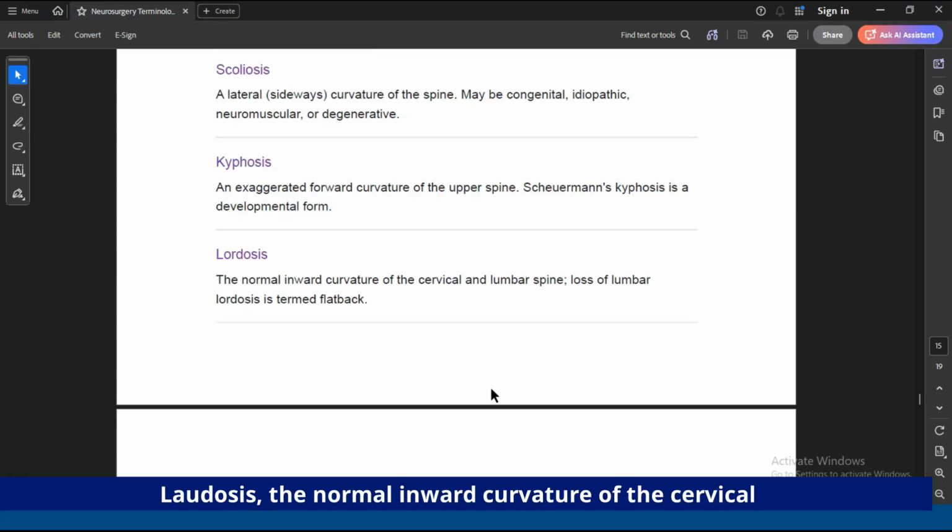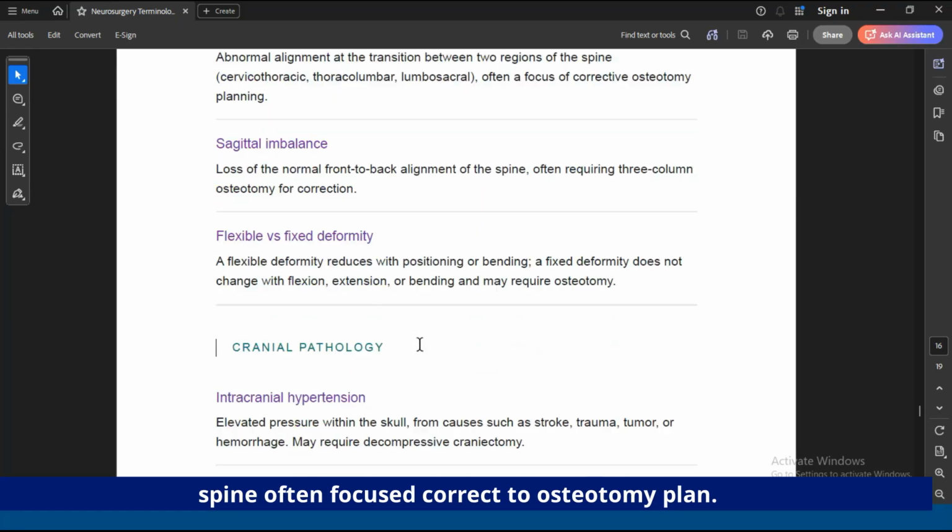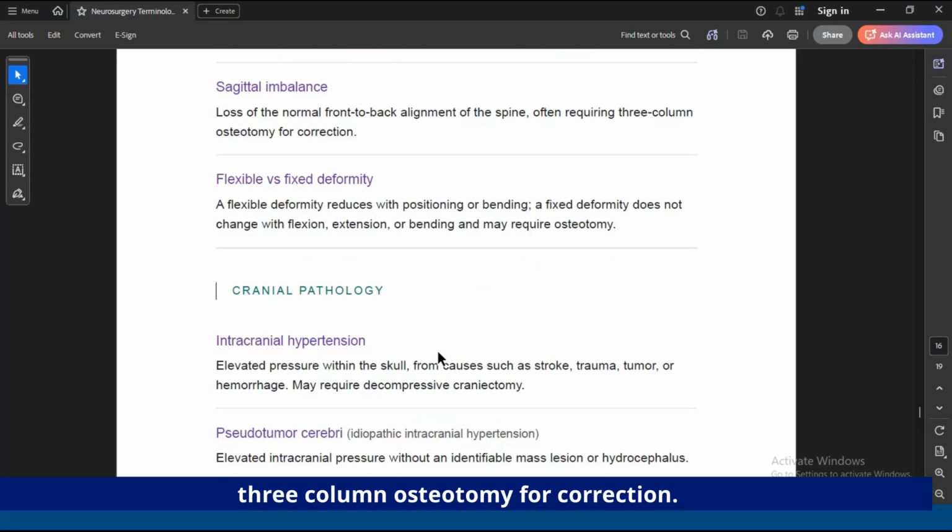Lordosis, the normal inward curvature of the cervical and lumbar spine. Loss of lumbar lordosis termed flat back. Next, junctional deformity, abnormal alignment at the transition between two regions of the spine, often focused corrective osteotomy plan. Sagittal imbalance, loss of the normal front to back alignment of the spine, often requiring 3-column osteotomy for correction.